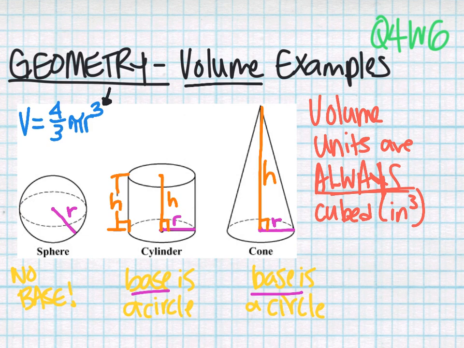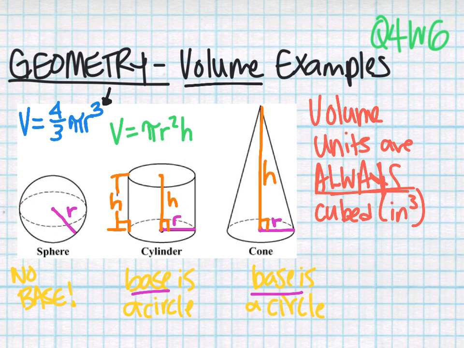So volume for a cylinder. Volume is equal to, the way we do this is we do the area of the base, which is a circle. So the area of a circle is pi r squared. And we multiply that by the height. So volume of the base times the height. So volume of a cylinder is pi r squared times the height.